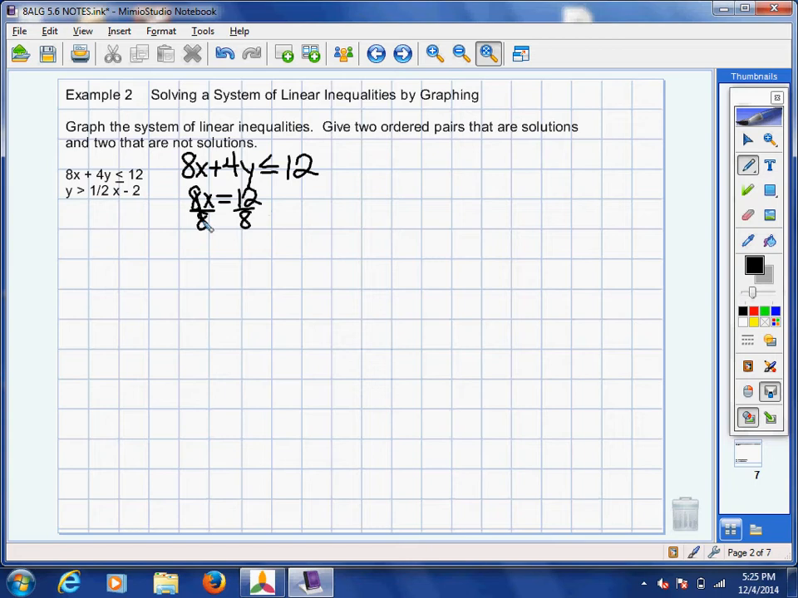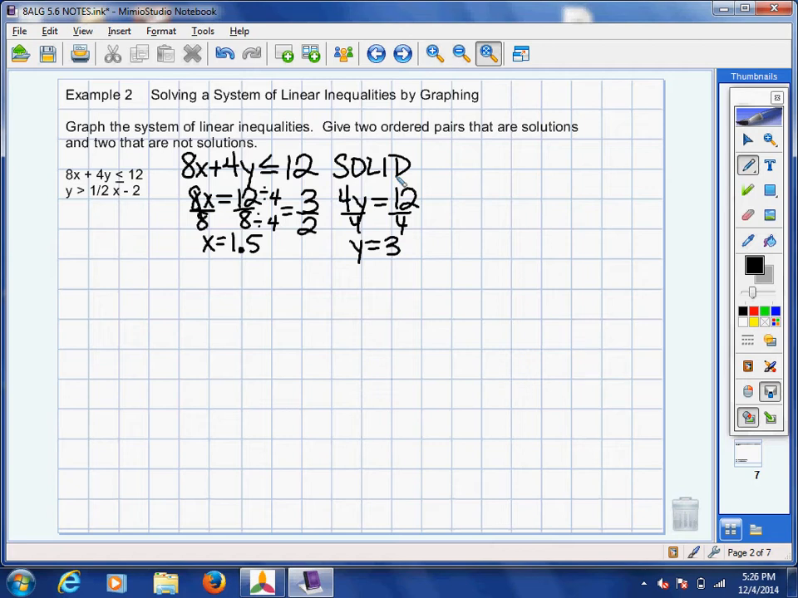Now, I know it's not going to go evenly, so if I reduce that by 4, I'll have 3 over 2, which is exactly 1.5, okay? Now, if I cover up the 8x, I've got 4y is equal to 12, divide each side by 4, and my y-intercept is going to be 3, okay? It's got an equal to sign, so I'm definitely going to draw a solid line, and then when I'm done drawing it, I'll determine which side to shade.